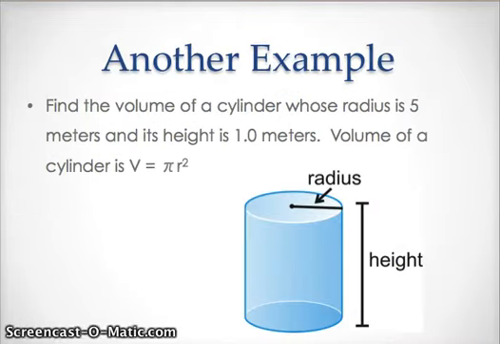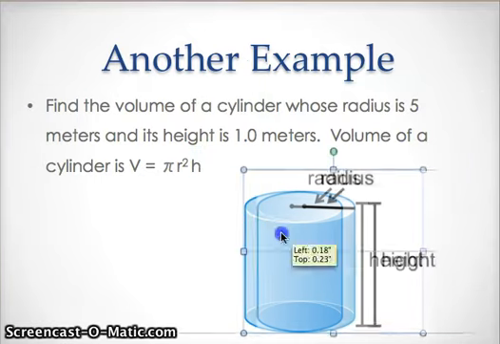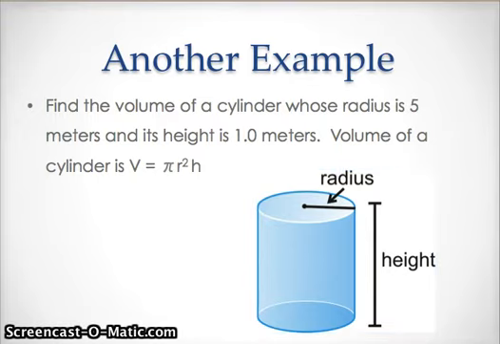Here's another example. This time it involves volume. Volume is length times width times height. However, when you're looking at a cylinder, it's actually pi r squared times h, right? So there should actually be an h here. There you go. I don't know why the h is missing. Oh, that's not good. Okay. Maybe, I hope my math is actually right.